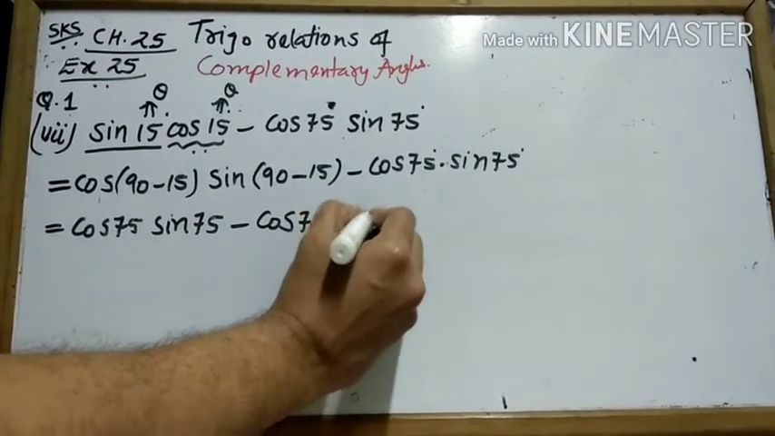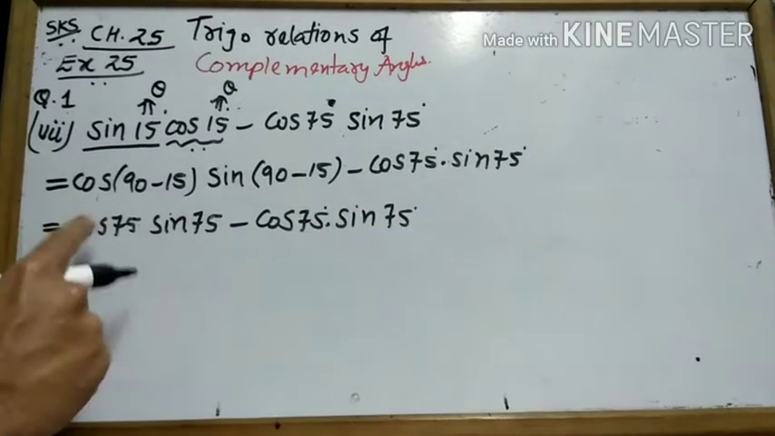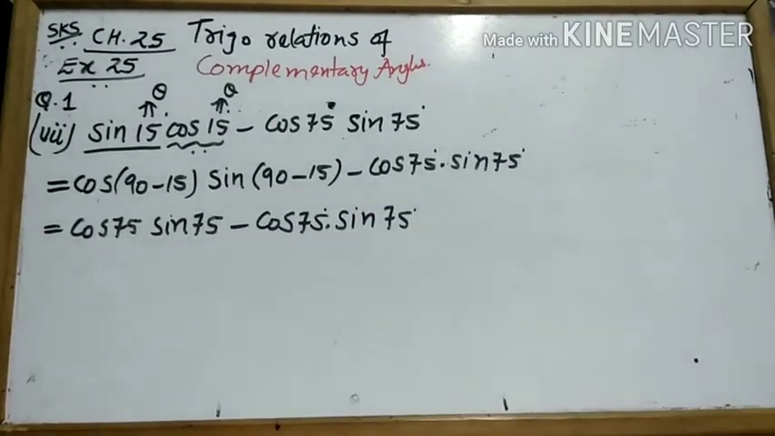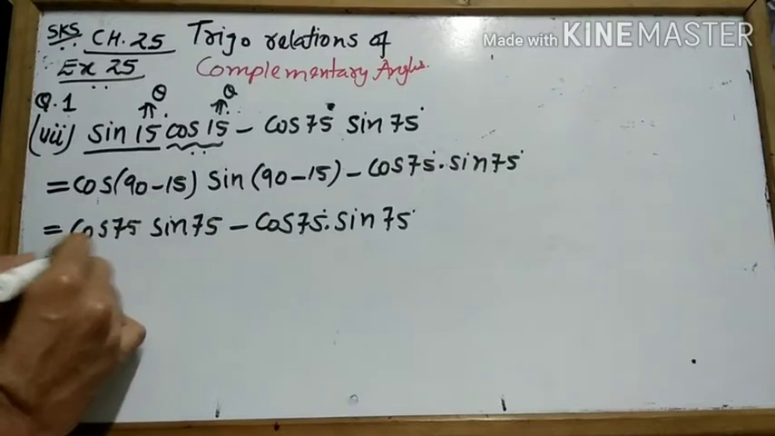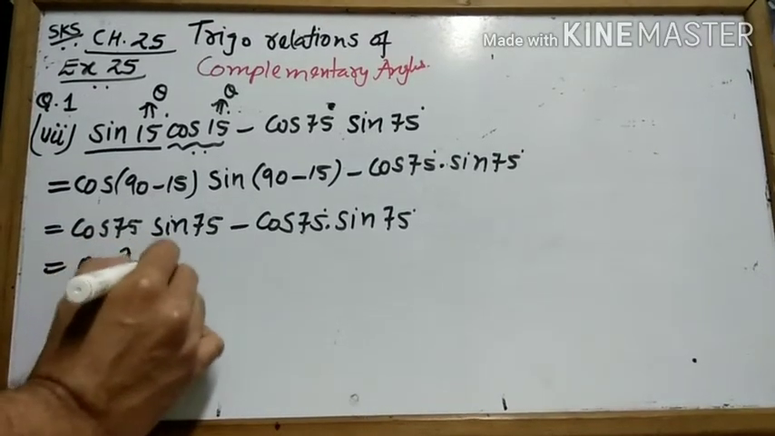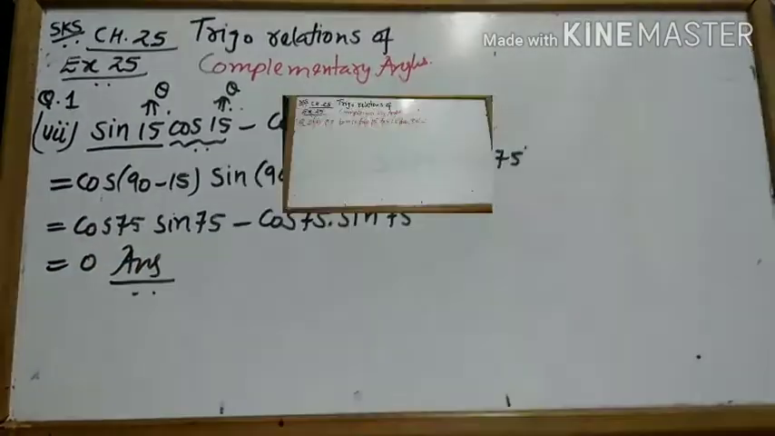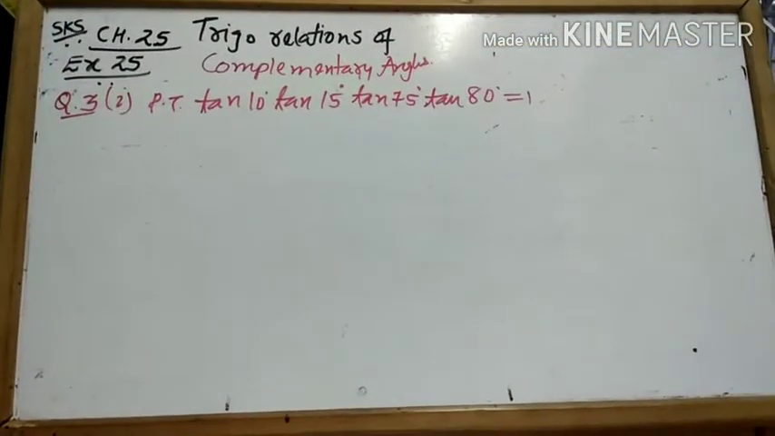Now it is pretty simple. You can see AB minus AB, means any number subtracted from itself, the answer will be 0. So this is your final answer. Exercise 25, question 3, sub question 1.